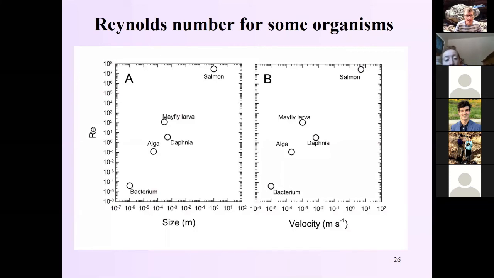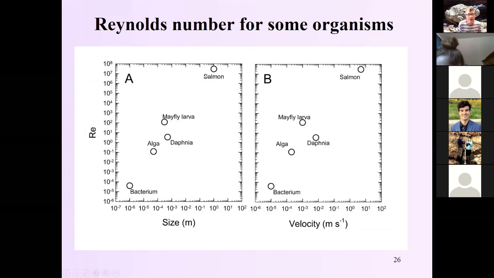So we have these various organisms here that are on the Reynolds number axis. We're going to talk about what Reynolds numbers the organisms found in freshwater are operating on. So bacterium are about a micron in size. They can go about 10 to the minus fifth meters per second, and they are at really low Reynolds numbers, about 10 to the minus fifth.